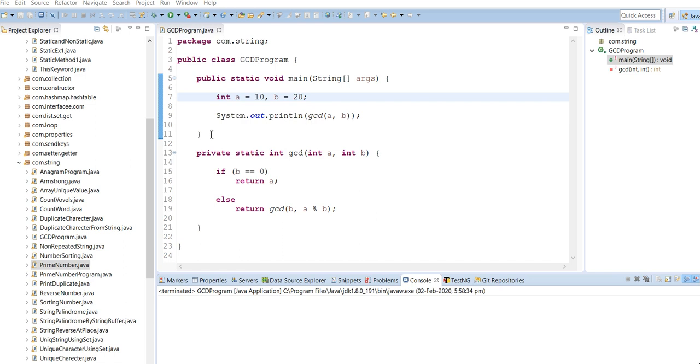Suppose the numbers 10 and 20 are there. How can we achieve the GCD using this program? First of all, I set a equals 10 and b equals 20. But first you have to understand what the GCD is.